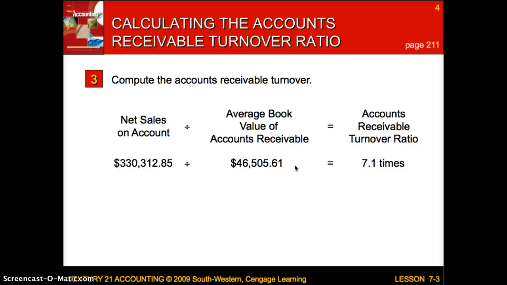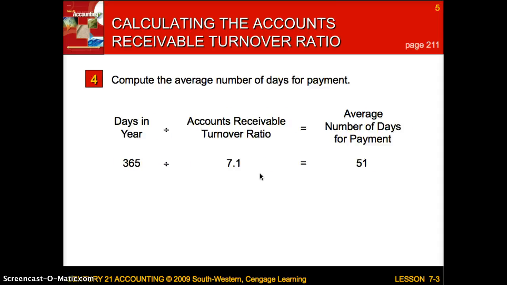So this 7.1 times, this ratio means that the appliance center turns over or collects its average accounts receivable, which would be this amount of money. We collect this amount of money 7.1 times during a calendar year. So if we take 365, the days in the year, divided by our accounts receivable turnover ratio, we will get that average number of days for payment. So it, on average, takes a customer 51 days to pay their payment.